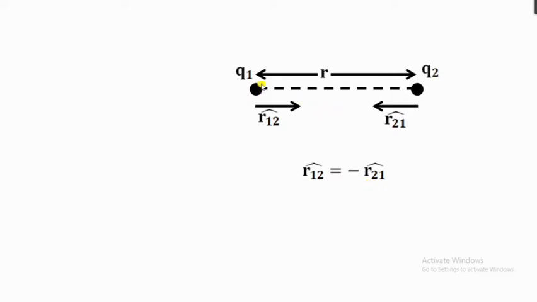If these two charges are positive, then Q1 will try to push Q2 with a force like this. So I can represent this force as force on charge Q2 due to charge Q1. Similarly Q2 will try to repel Q1 with another force going towards this side. So we can write this as force on Q1 due to Q2. So both of them will exert force on each other because they are repelling each other.